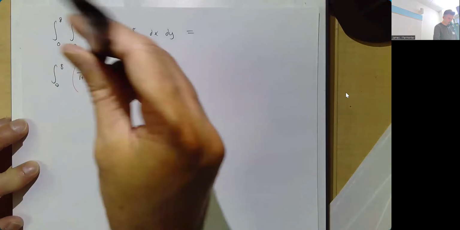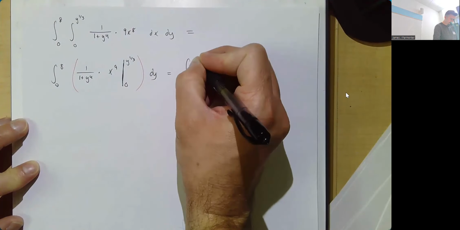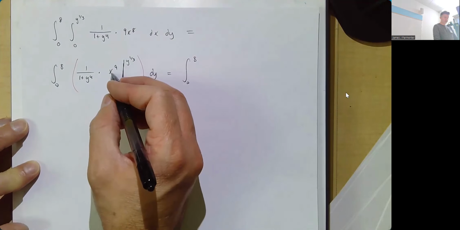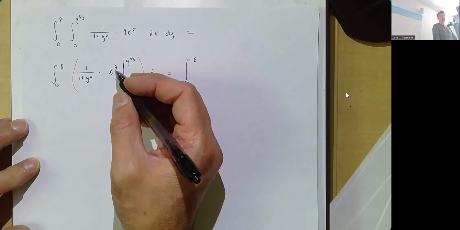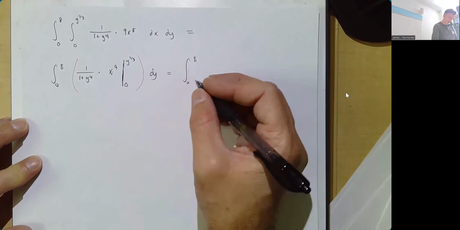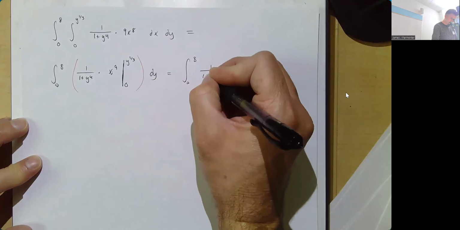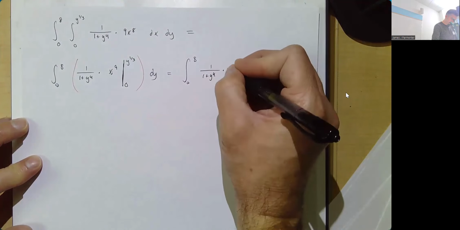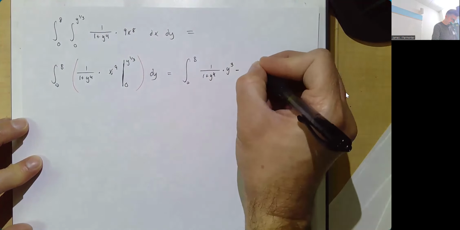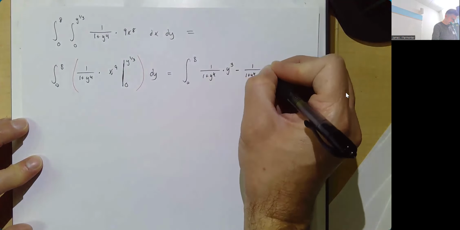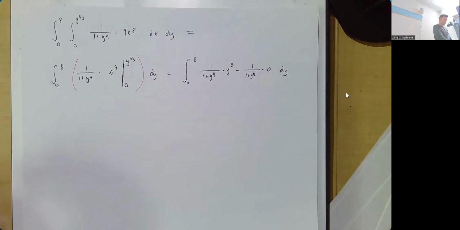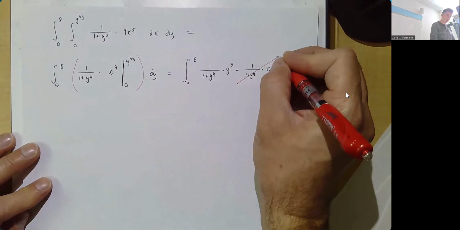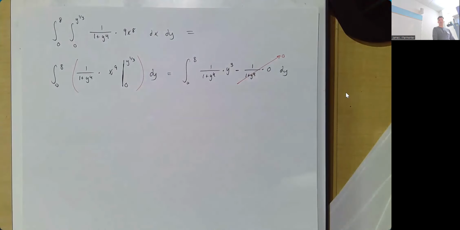Plugging in y to the 1/3 for x, y to the 1/3 to the 9th, you multiply those powers and you get 9/3, which is 3. So we have 1/(1 plus y to the 4th) times y cubed, minus 1/(1 plus y to the 4th) times 0, which I shouldn't have really written, but I wanted to. That's just 0, but it's good to check what happens when you plug in that lower limit. It's not always going to be 0.